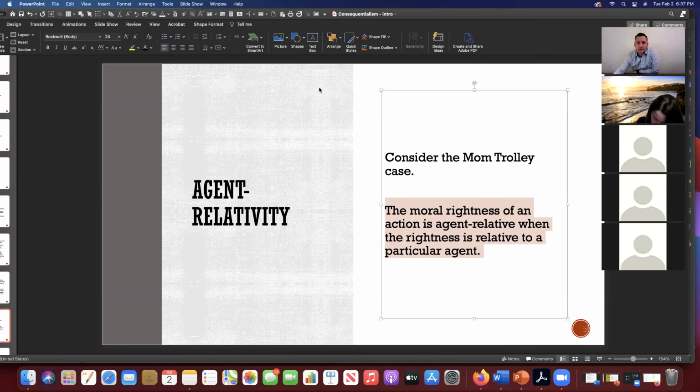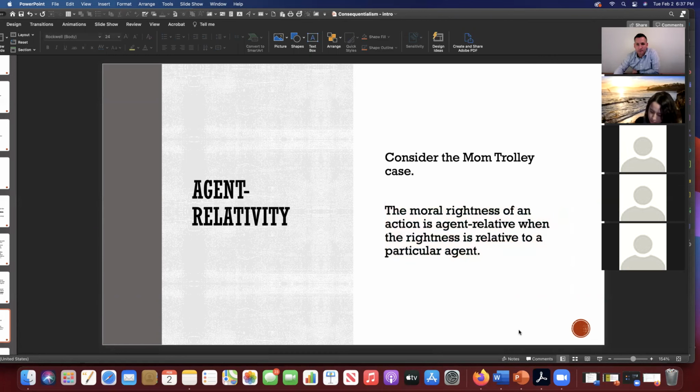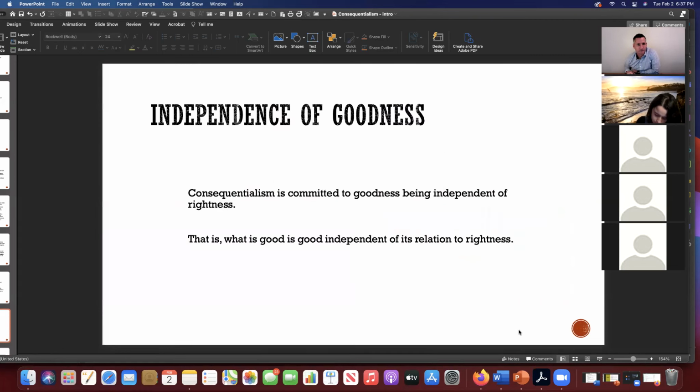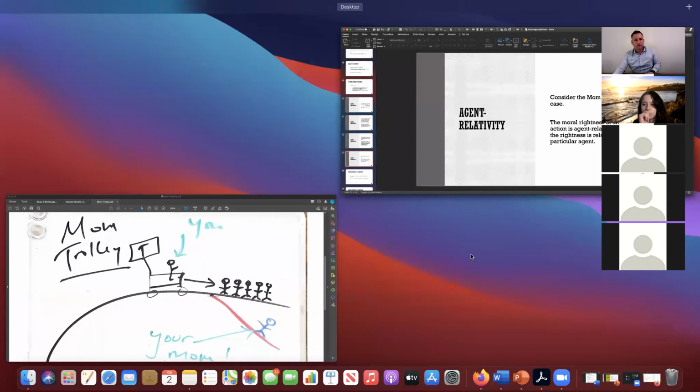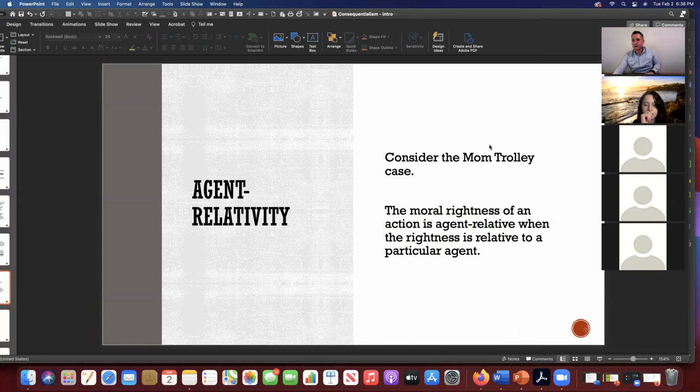Yeah, I think, as I noted, the mom trolley case provides at least an initial challenge to consequentialism. There are consequentialists who could find ways of responding to deal with the intuition that's elicited by thinking about the mom trolley case. So maybe it'd be helpful to say how a consequentialist could reply, because that may help with understanding consequentialism a little bit here.